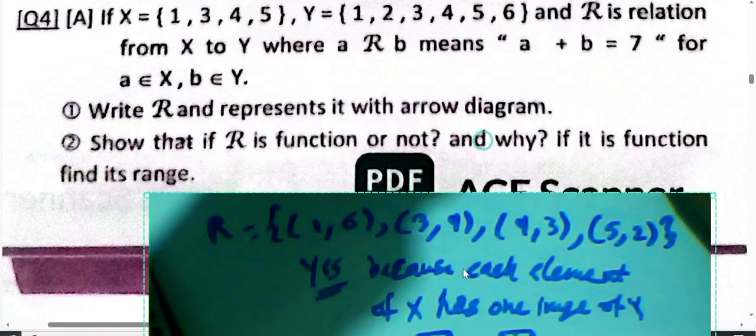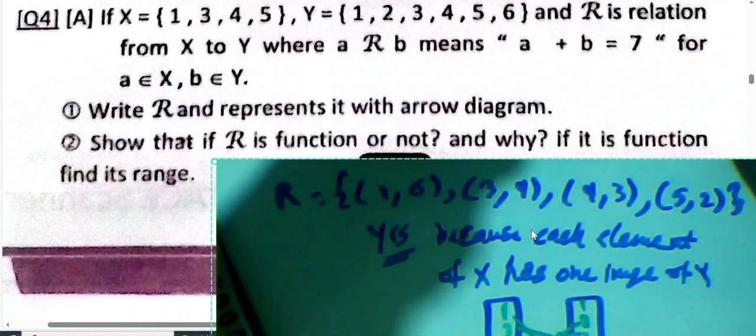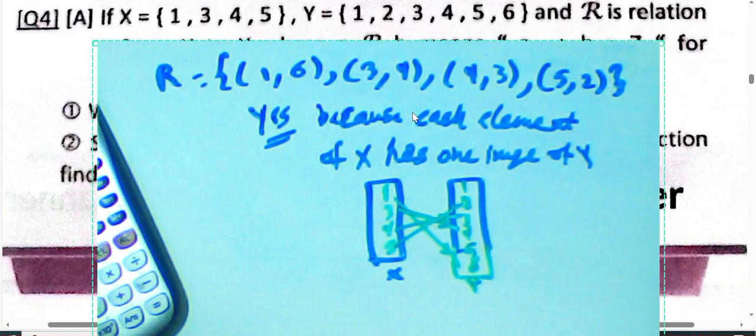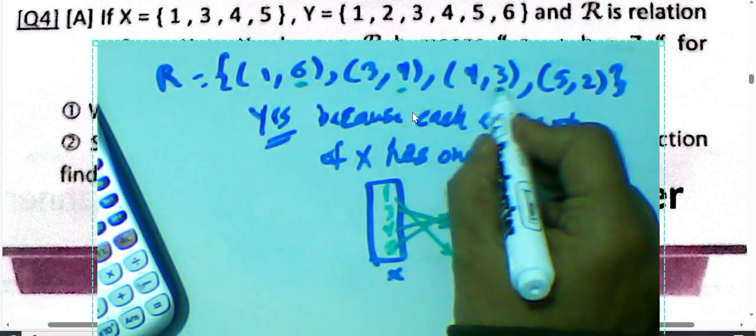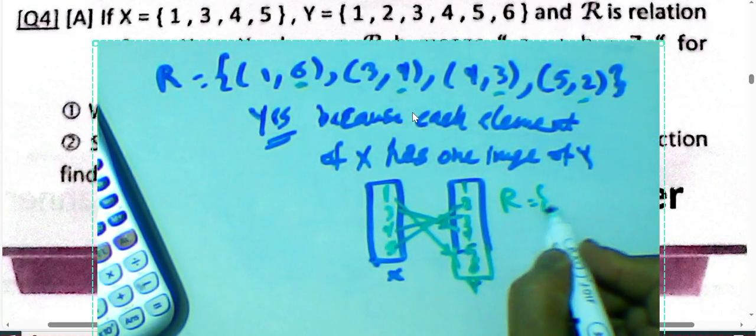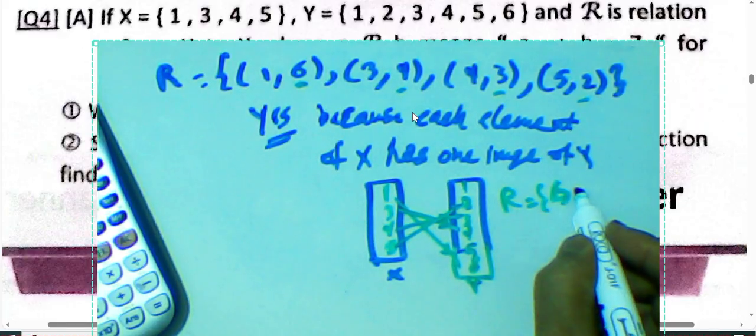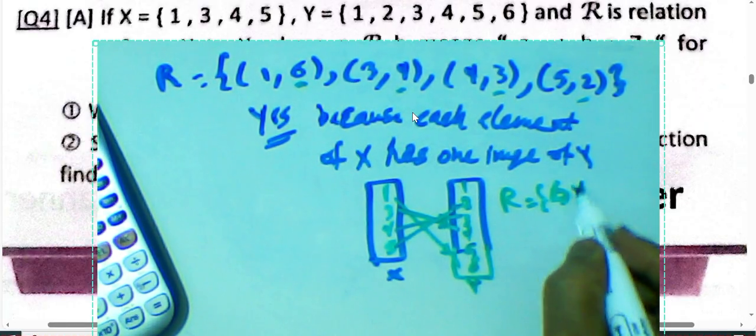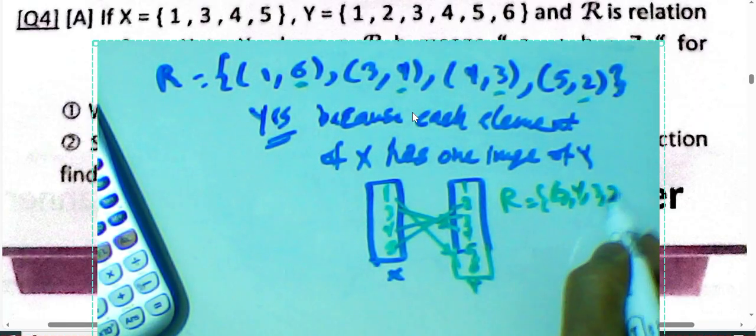And then he asked here the function or not, and the range. We can write also the range. Here is the image: 6, 4, 3, 2 is the range. The range will be 6, look at here, 6, 4, 3, and 2. Understood? Next question.